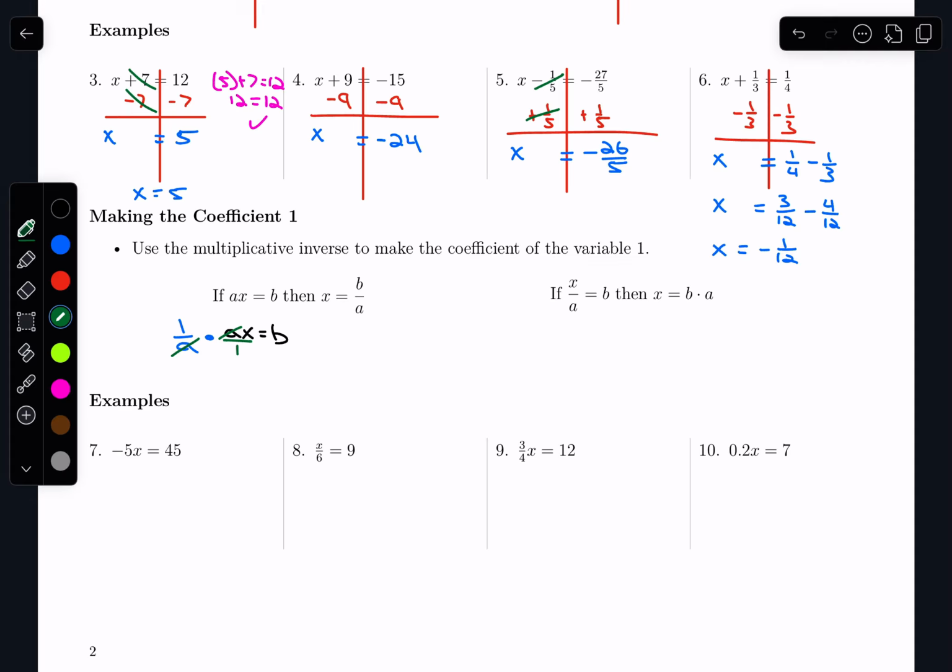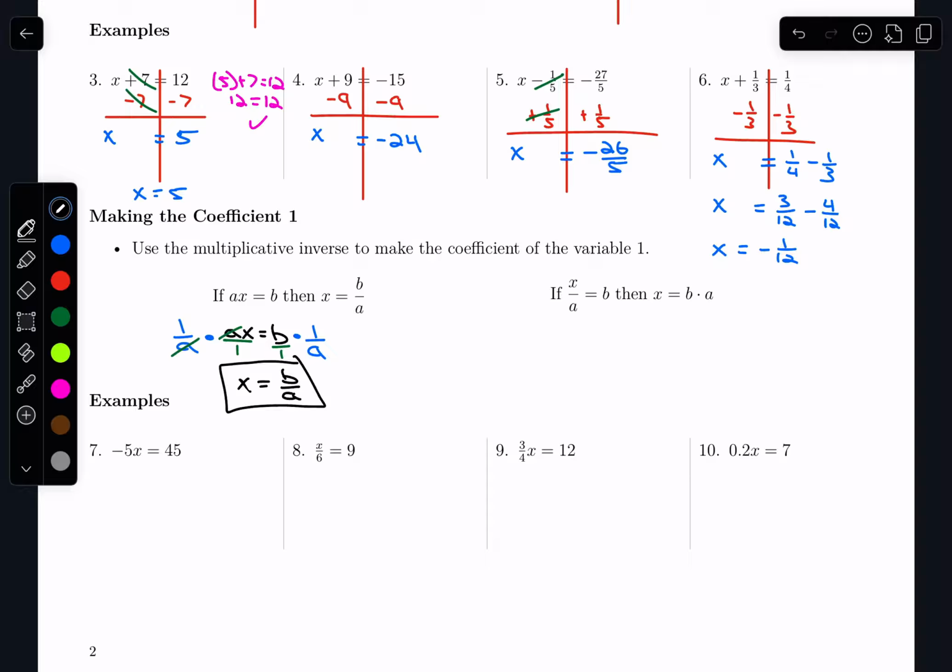Everything is a fraction over 1, even if we don't write it. So again, the a on bottom cancels the a on top, and that just leaves us with x, because the a's go away. I'm not allowed to do that only to one side though, so I then have to also multiply the other side by 1 over a. Notice that we have b, which is really b over 1. So the b is on top, the a is on bottom. That just leaves me with b over a. So if ax equals b, x is equal to b over a, which is what we have on the other side of that equation up top.